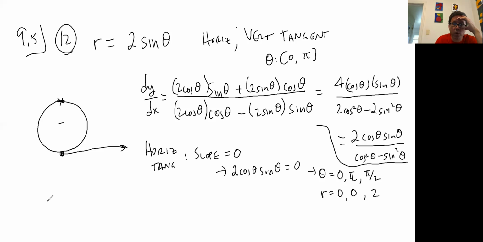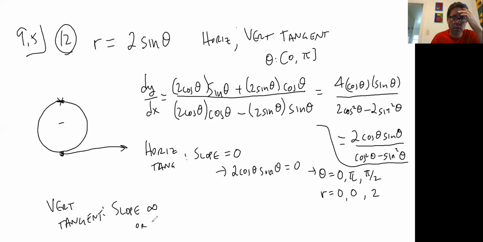And then for the vertical tangent, that is when it's straight up and down, which means that the slope has to be undefined, basically. So how do you make a fraction undefined? Well, you make the bottom equal to 0. So vertical tangent, if the slope is infinite or undefined, however you want to interpret that. And that'll occur when the bottom is 0, cosine minus sine is 0.